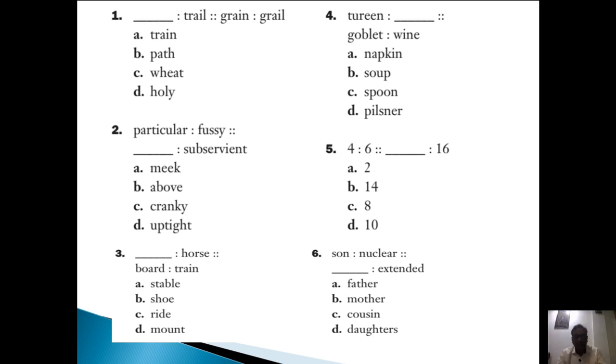Now let's discuss the next question, that is son equal to nuclear. Then what equal to extended? A son is a part of a nuclear family and a cousin is a part of an extended family. So the answer of question number 6 would be cousin.